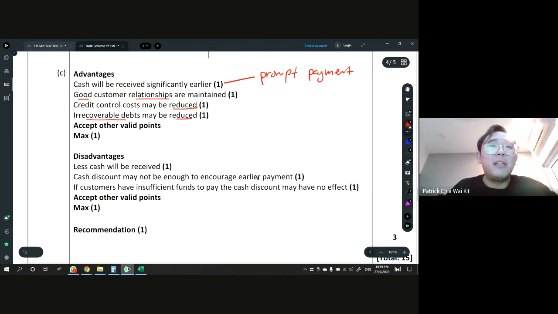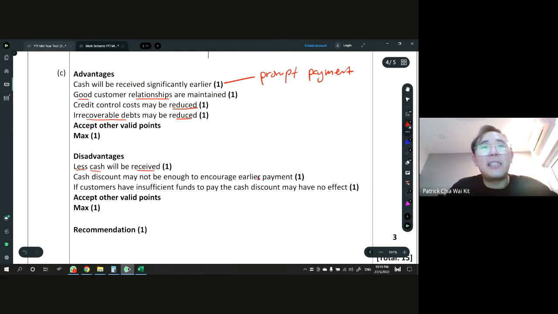Then what about the disadvantages? If people make prompt payment and we give them a cash discount, technically they give us less. It's like they owe me $10. If they pay me tomorrow, they only pay $8. I get less there, right? The $2 is my expense. So less cash received.